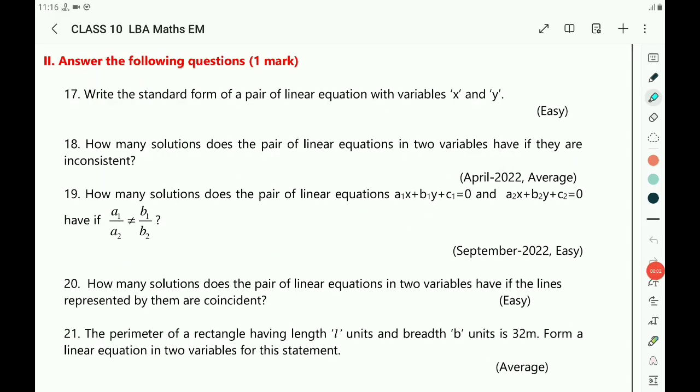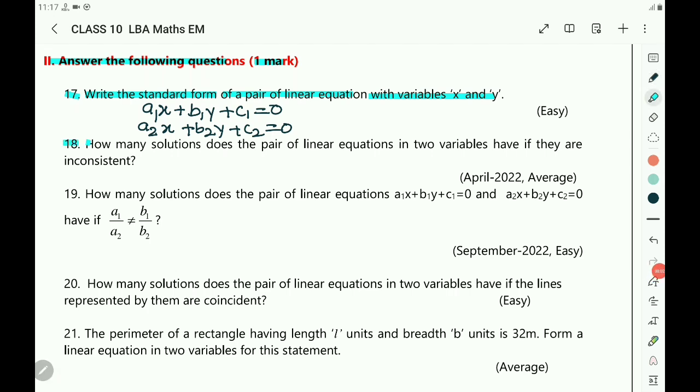Now let us take the 1 mark questions. Second main, answer the following questions, 1 mark questions. Question number 17: write the standard form of a pair of linear equations with variables x and y. a1x plus b1y plus c1 equals 0 and a2x plus b2y plus c2 equals 0. This is the standard form of a pair of linear equations.